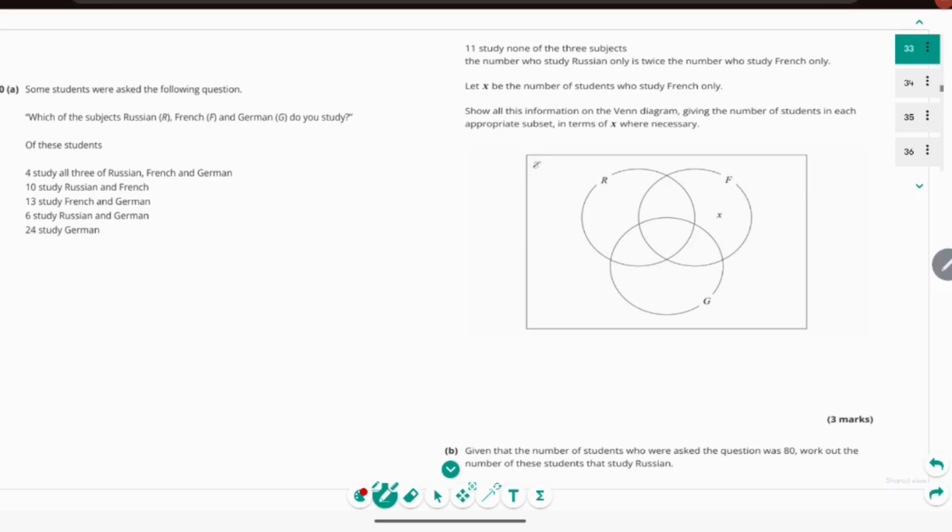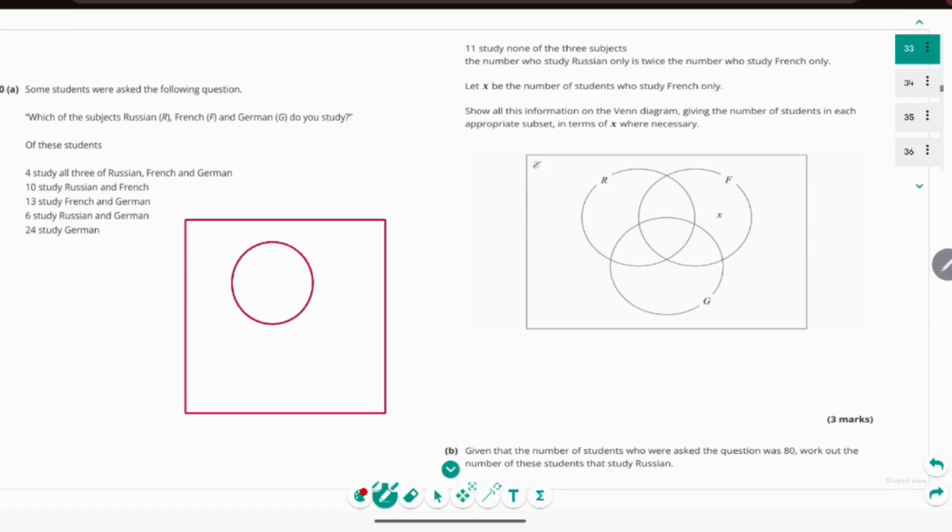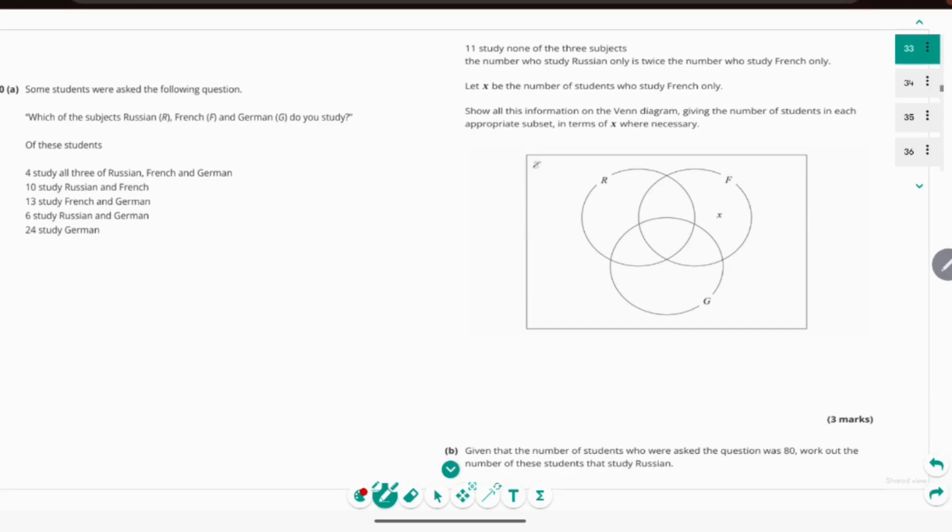Some students were asked the following question. Which of these subjects do you study? French, Russian, German. Sorry, this is all connected to the same question. Right, okay. So, 4 study French, Russian and German. Who's in the middle? 10 study Russian and French. So if 10 study Russian and French, this is 6, because all of this is Russian and French.